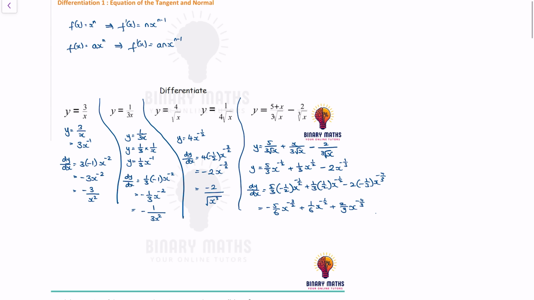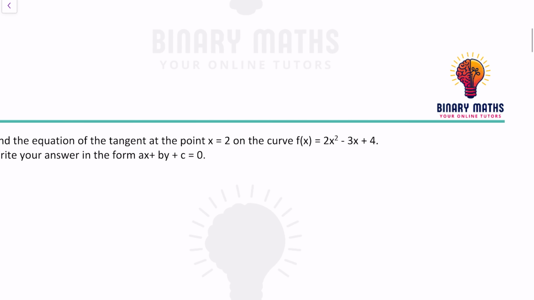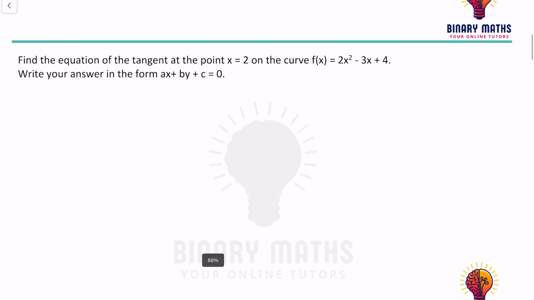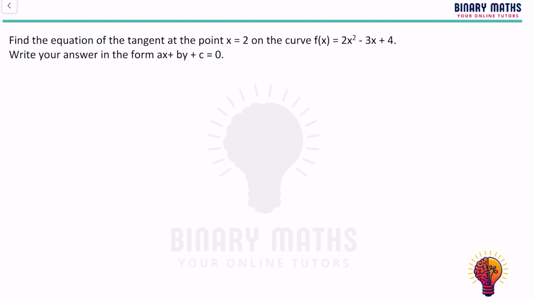Let's now go through some questions on equation of tangents and normals. So go through multiple questions. Please pause as you need to. Okay, so it says find the equation of the tangent at the point x equals 2 on the curve f of x is equal to 2x squared minus 3x plus 4.